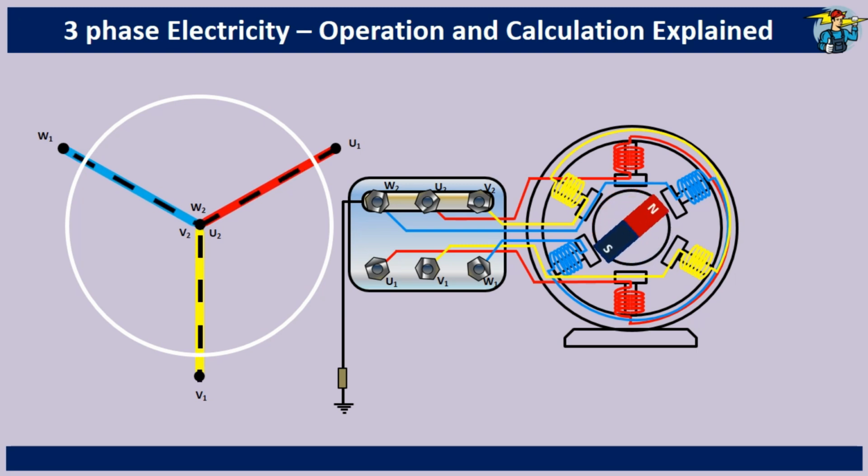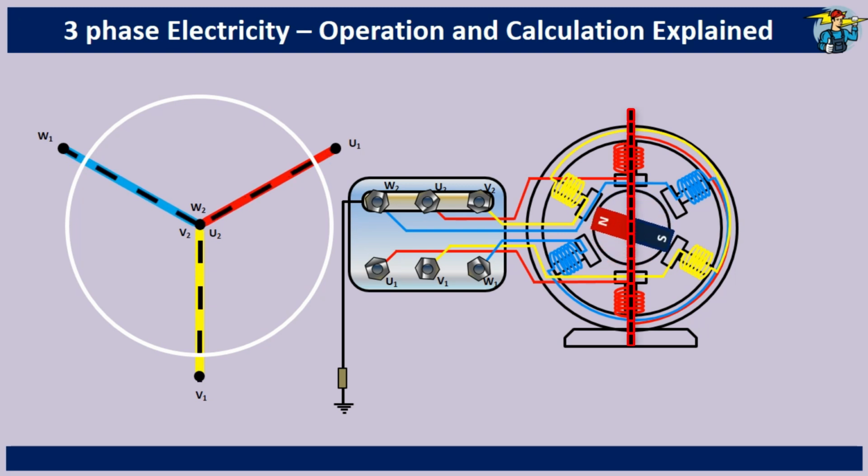When the magnet is perpendicular to the coil, the voltage generated in that coil becomes 0. This happens because, at a 90-degree angle, the magnetic field has no effect on the winding. It's like the field is neutral to the coil at that point. Let's take the red phase as a reference point.